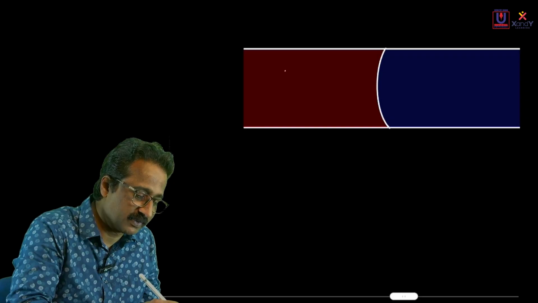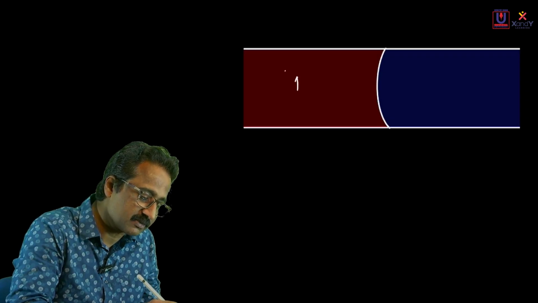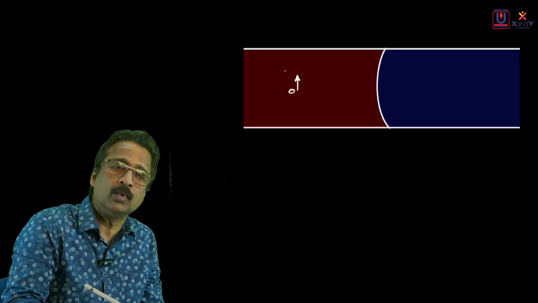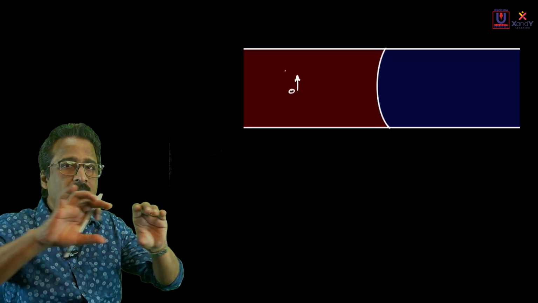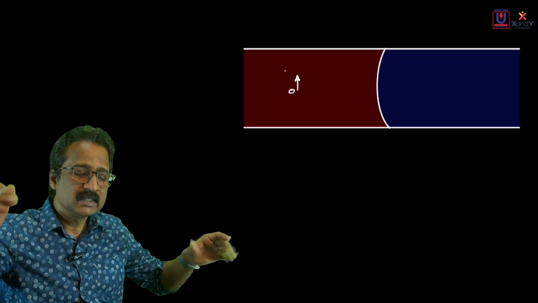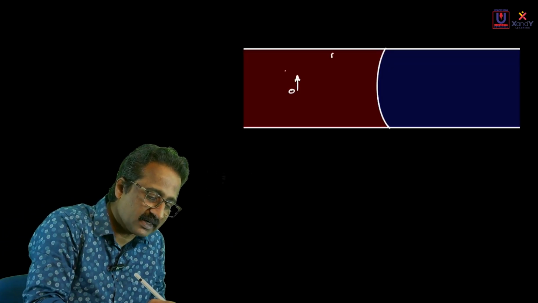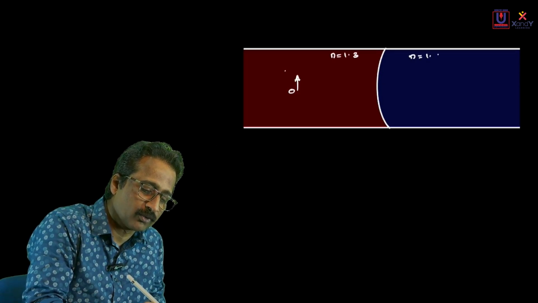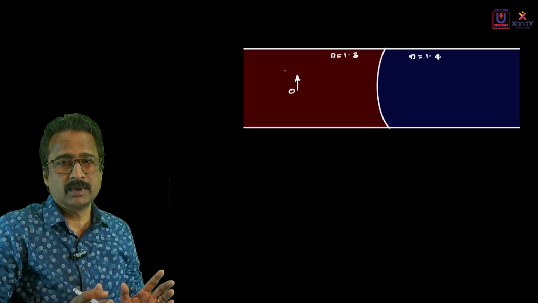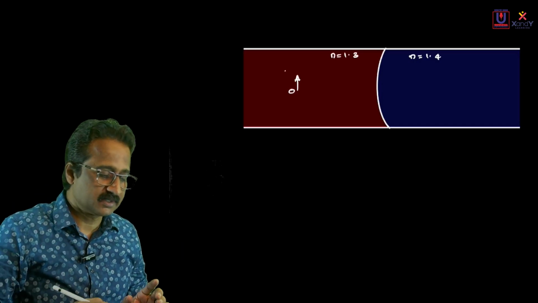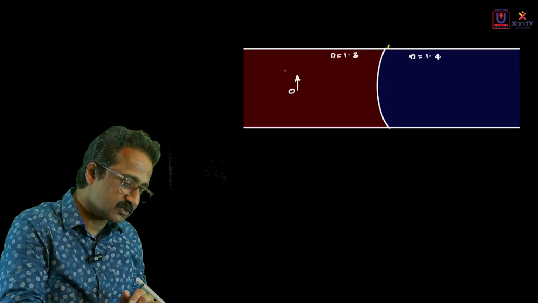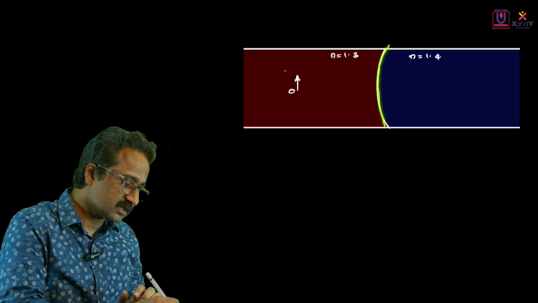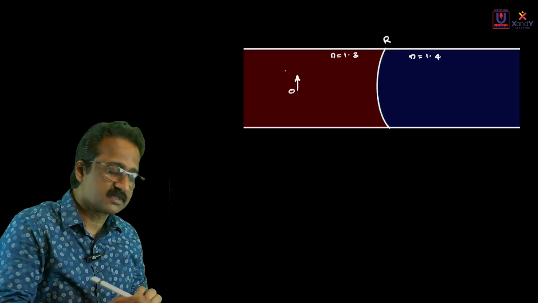So let me just assume that there is an object kept here. Okay, this is the object O inside medium. This can be considered to be a long tube, maybe a glass tube. There are two liquids with refractive indices n is equal to 1.3 here and n is equal to 1.4 here. So these are two immiscible liquids and there is a convex meniscus here. You can see some spherical surface here. Now what is the radius of curvature of that spherical surface is the question.